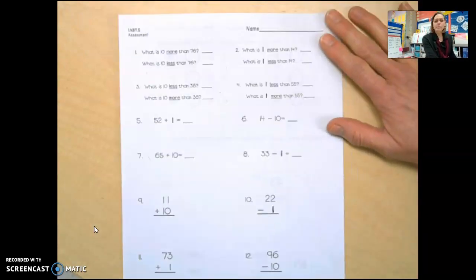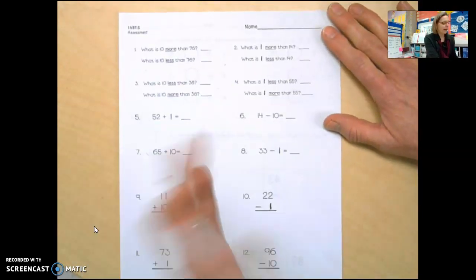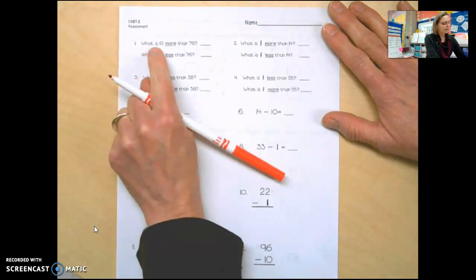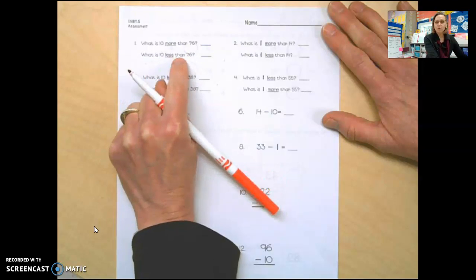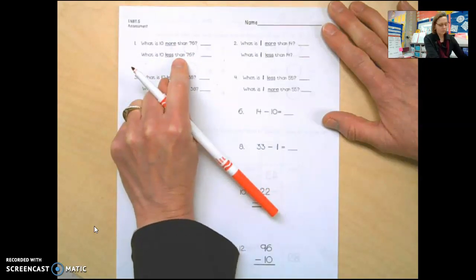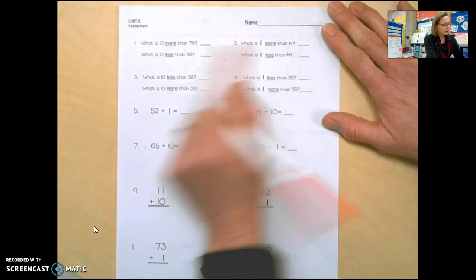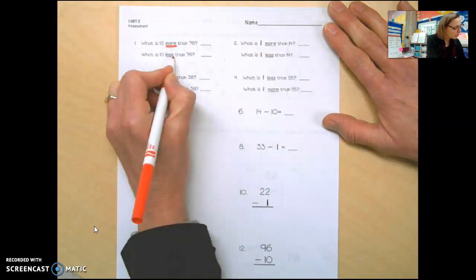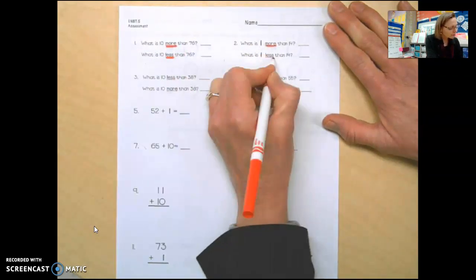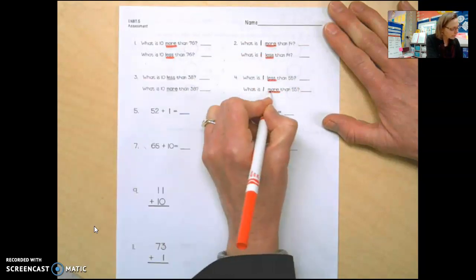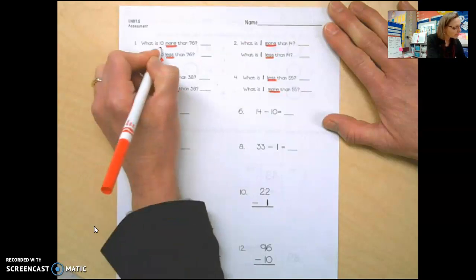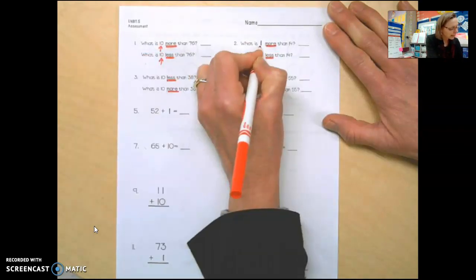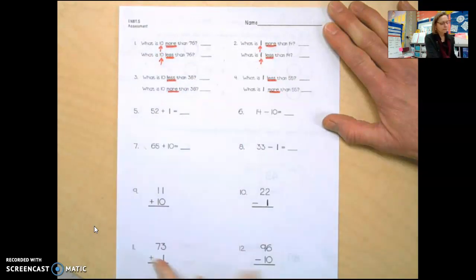Now the back side, we're almost done. Now we're going to be doing 10 more, 10 less, but it's all written out in words. So what is 10 more than? What is 10 less than? These are words that you should all be able to read by now, okay? What is 1 more? Pay attention to the more and the less, and also pay attention to the number so that you know, is it 10 or is it 1? So make sure you're looking at that, okay?